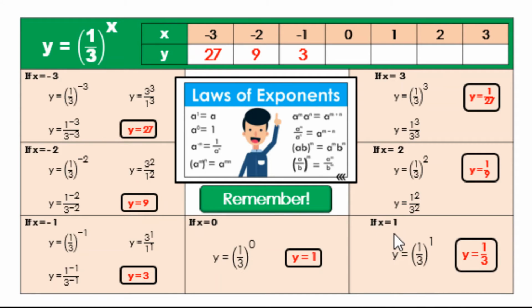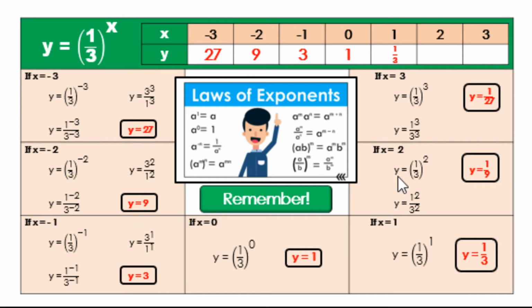When your x is positive 1, by substitution, y is equal to 1/3 raised to 1. So again, according to the law, any number raised to 1 is the number. So 1/3 raised to 1 is 1/3. So therefore, our y is 1/3 when x is equal to 1.